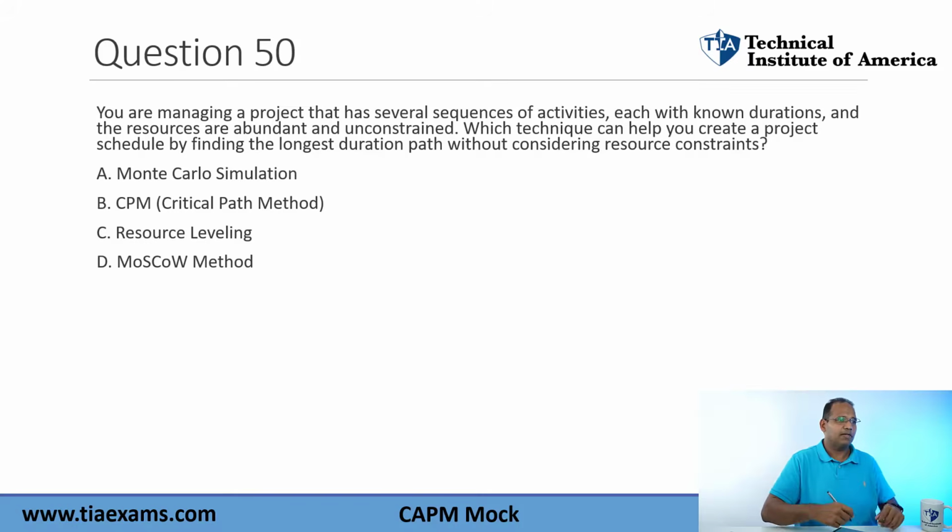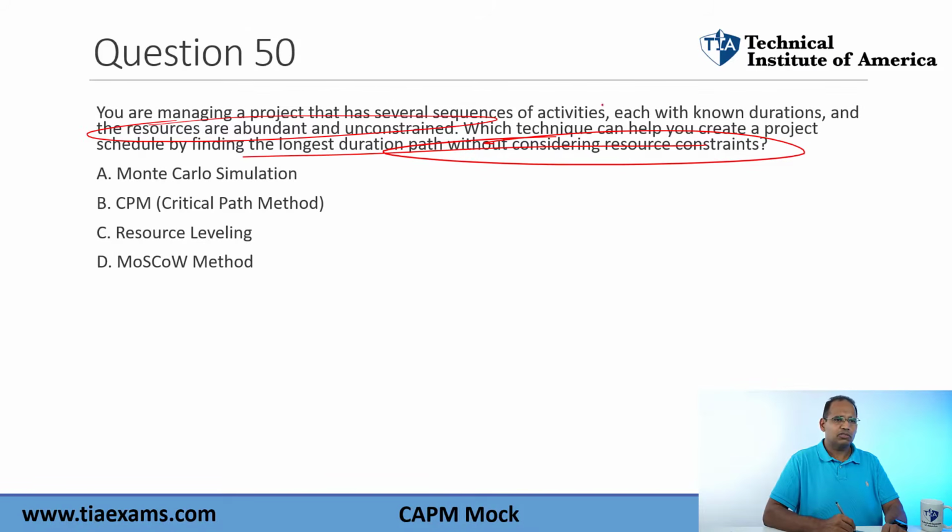Let's get into this. Last question here. You're managing a project that has several sequences of activities, each with known durations, and the resources are abundant and unconstrained. Which technique can you use? This technique can help you create a project schedule by finding the longest duration without considering resources. So if you're looking for the longest duration, and you're not looking at resources, you're looking at activities with duration on it, you're trying to find the longest path through it, then what are we going to look for? If you said critical path method, you are absolutely correct.